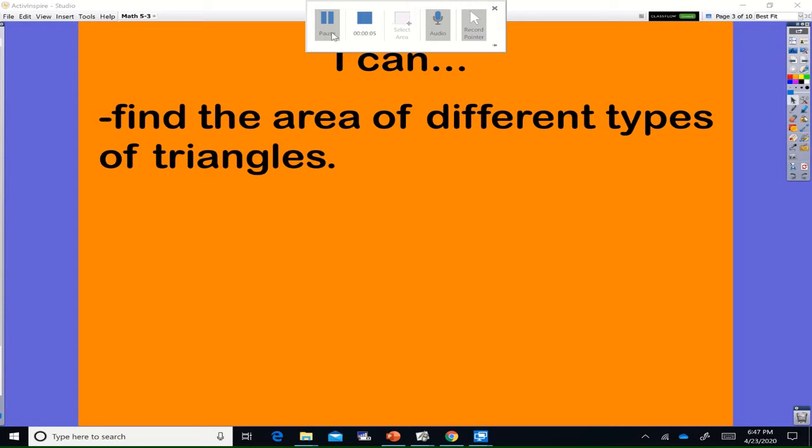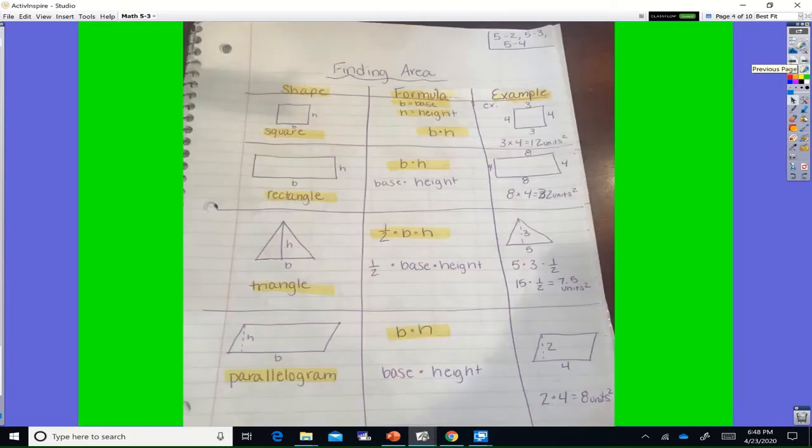Our I can statement for today is I can find the area of different types of triangles. So we are going to be talking about triangles. Now if you notice, the last lesson we talked about parallelograms. Now we're talking about triangles.